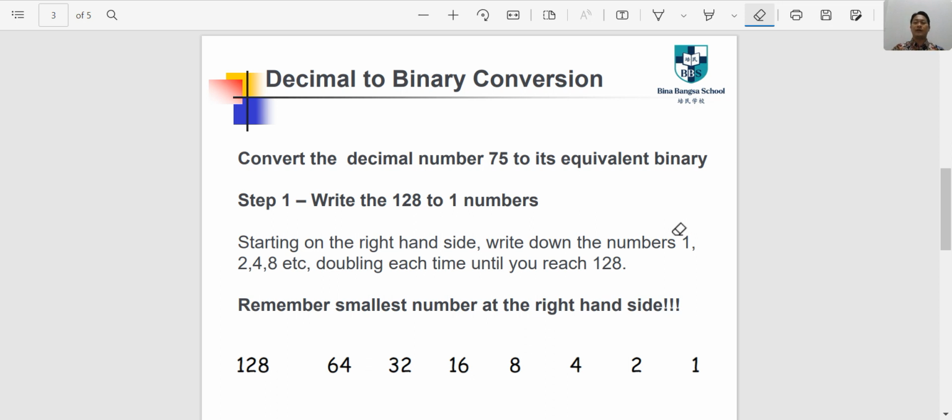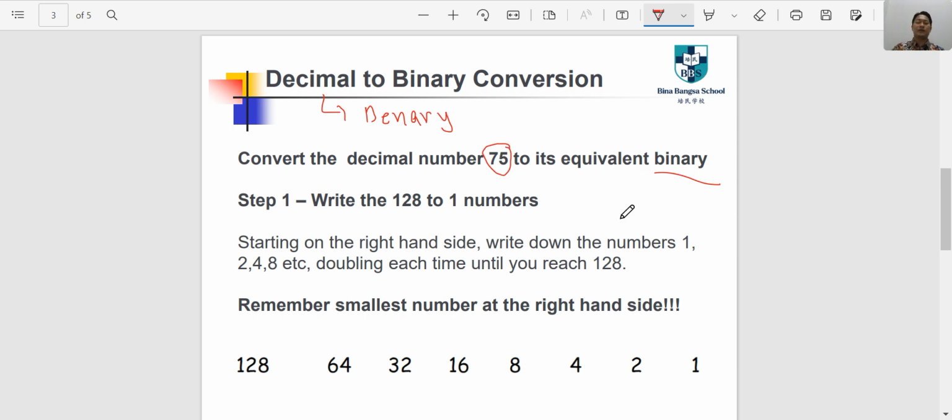Let us say we have here a number that we are going to convert into its equivalent binary. Then we have here 75. Take note that there are some textbooks now that use what we call denary. So converting the decimal number 75 to its equivalent binary is the same as saying converting the denary number 75 to its equivalent binary.